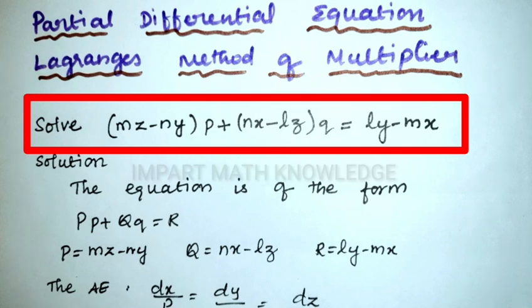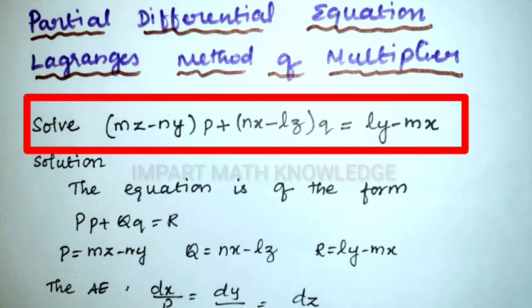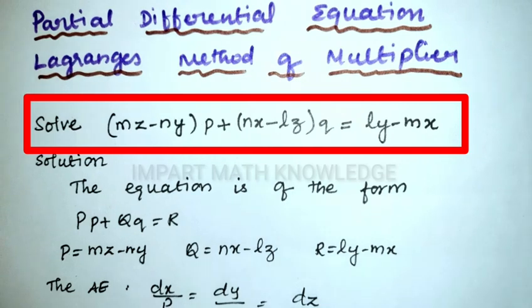Lagrange's linear equation is of the form Pp plus Qq is equal to R. The auxiliary equation is dx by P is equal to dy by Q is equal to dz by R. With the auxiliary equation, we have to find the general solution for this equation. The general solution is phi of c1, c2 is equal to 0. For finding the constants, we go with either the grouping or the multiplier method.